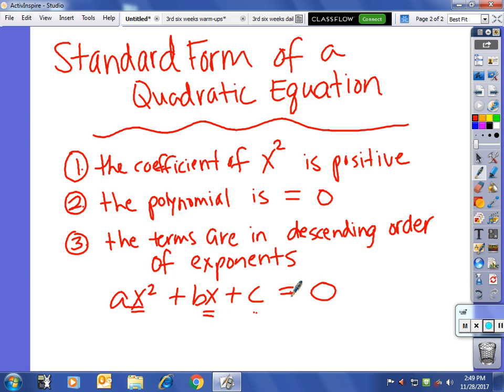We want to set it equal to 0, and you want to make sure you make a positive, because we're going to have some choices when we do this. We can move the terms around. We are going to force the a to become positive because we're going to have to factor this, and it's much easier to factor if your a term is positive.